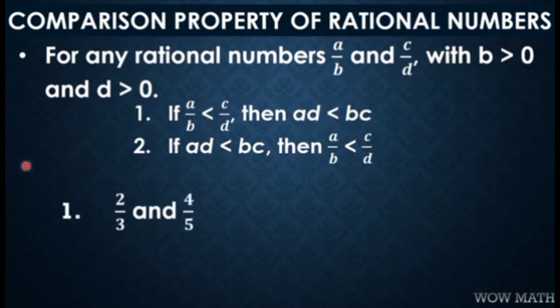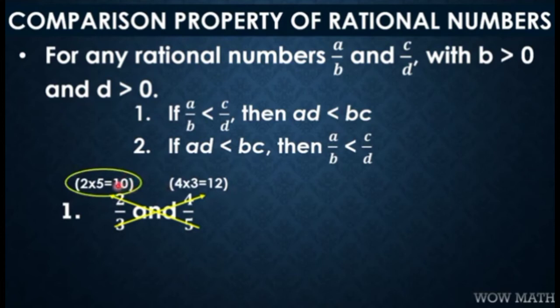Alright, let's have an example. So I have here 2/3 and 4/5. So how are we going to apply the comparison property of rational numbers? So ganun ang gagawin natin. I-multiply natin siya. Ito, a and d. So 2 times 5, that is 10. And then, on the other side, we have 3 times 4, that is 12. Okay. So ano ang mas mababa, which is less than? 10. Alright? So, since ito ang mas mababa, therefore, 2/3 is less than 4/5.